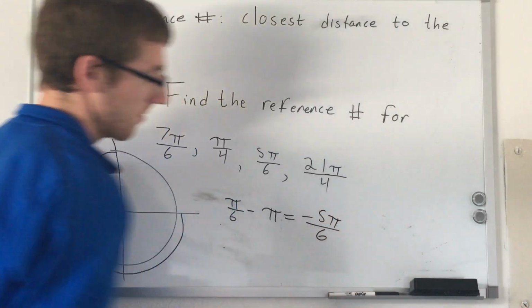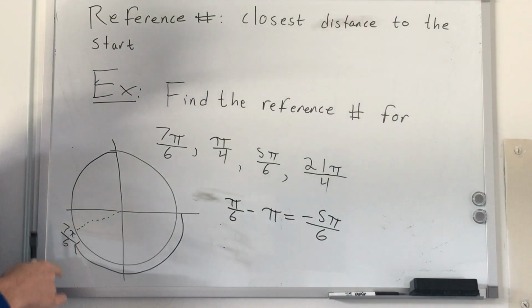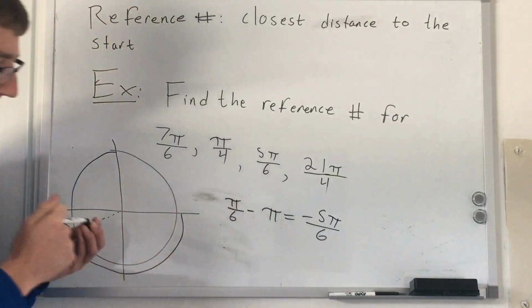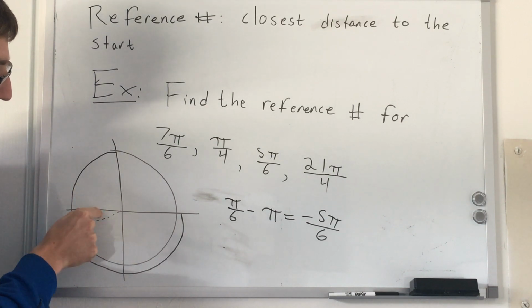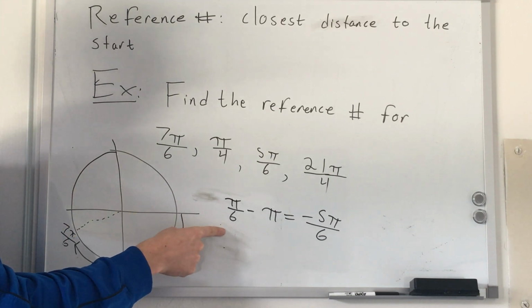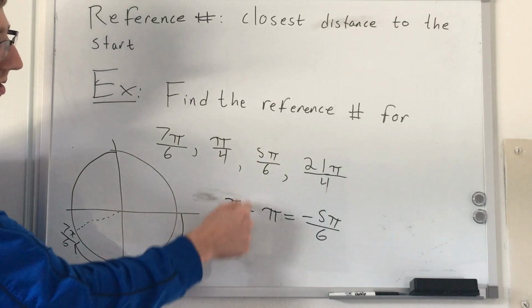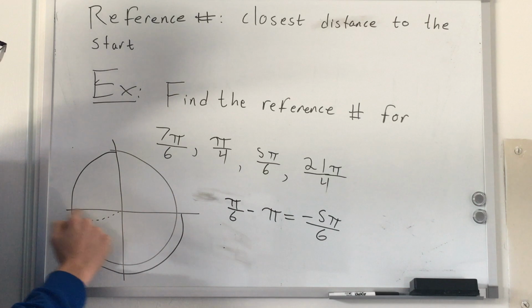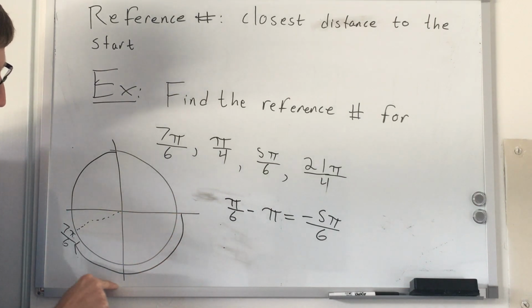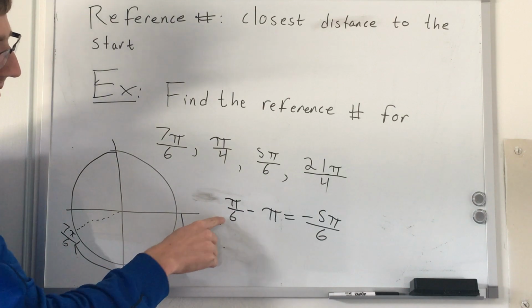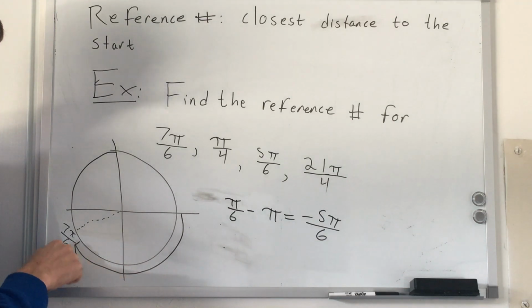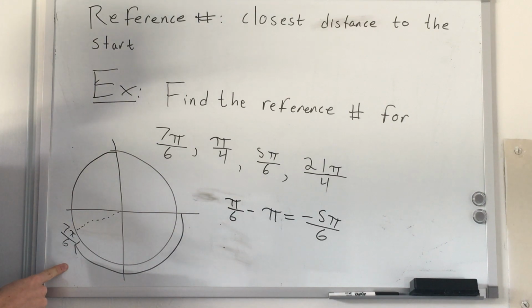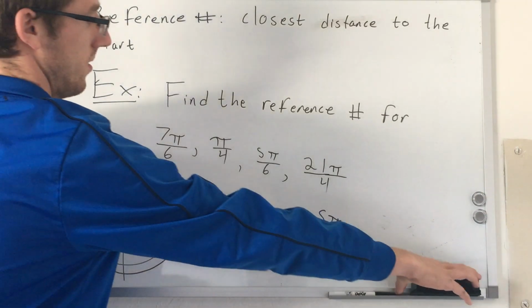I'm going to do another example because that was really bad. So let's think about this again. If we're at 7π over 6, how far away are we from π? Well, we're π over 6 away, right? So if we're π over 6 away from π, then I want to know how far I have to travel. Well, that's the same thing as π over 6 minus π. So I need to travel minus 5π over 6 to get to this point. Okay. Let's move on to the next one.